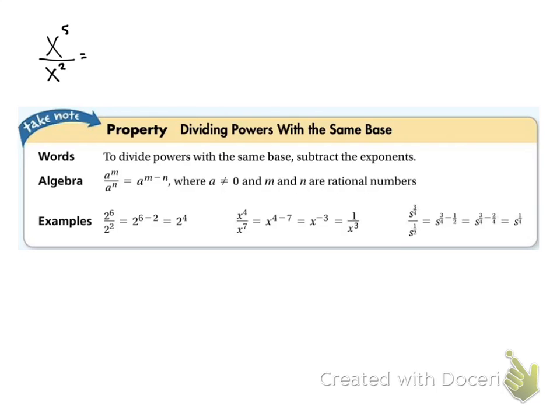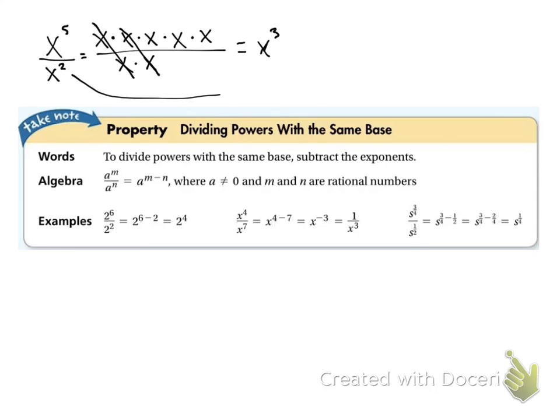If I write that out the long way, this is x times x times x times x times x over x times x. And if you think about something like 3 divided by 3, that's just 1, right? And 7 divided by 7, that's 1. 1,000 divided by 1,000, that's 1. Anything over itself is just 1. So I can get rid of these two, because that's just 1. And I can get rid of these two, because that's just 1. And so I'm left with x to the third.